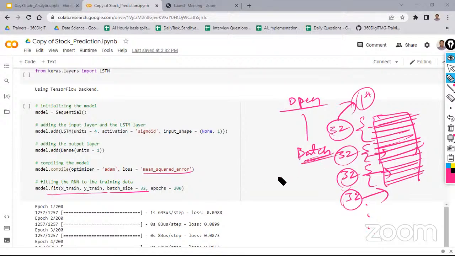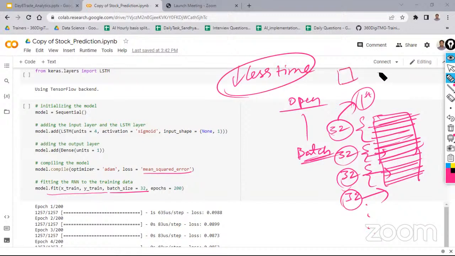So why are we doing batch-wise? It is easy for the network to learn, and it takes less time. Whenever you have a syllabus, you will not learn everything on the first day. First day you will learn chapter 1, second day chapter 2, third day chapter 3, so that you can easily remember chapter-wise. So we are making the batch size.